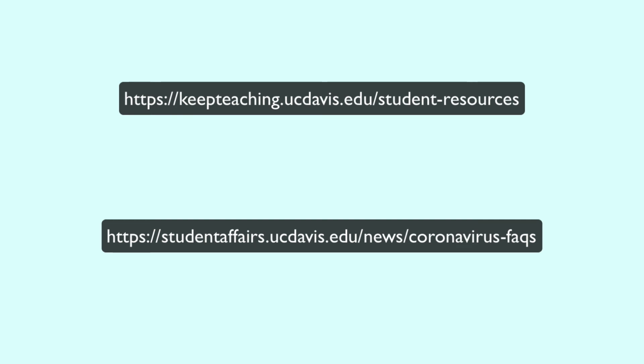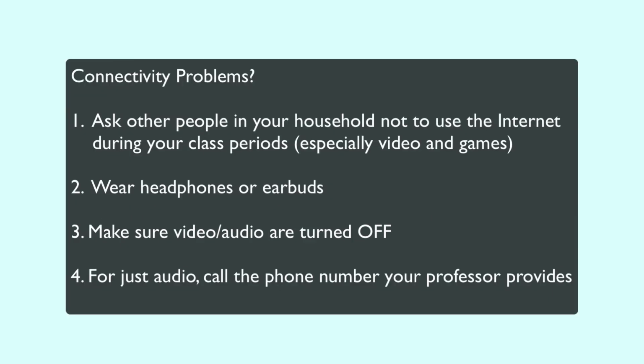The last thing I want to talk about is what to do if and when you have connectivity problems. This will probably happen at some point, so you should be prepared. If possible, ask other people in your household not to use the internet, especially video, during your class periods. That way you won't be competing with your little brother playing Fortnite. And you should probably wear headphones or earbuds if you're in a noisy environment.